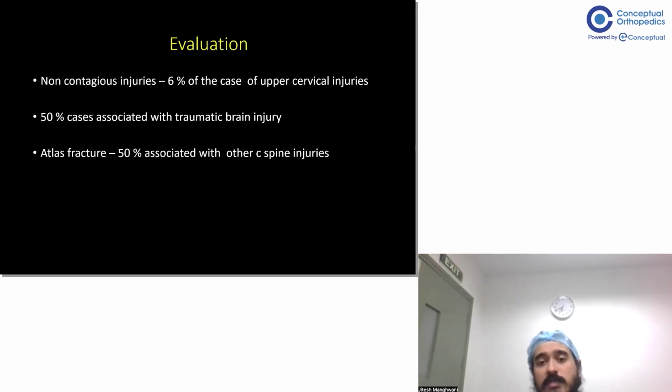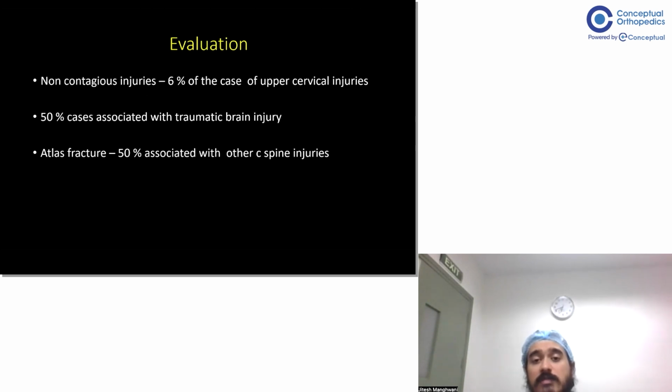Non-contiguous injuries are seen in 6% of the cases of upper cervical spine injury. So hence it is important that whenever we order the investigations for these patients, we ask for the whole spine screening as well, so that we are able to see and diagnose the non-contiguous injuries before they become problematic or before they start to become symptomatic. And also we have to understand whether these non-contiguous injuries are stable or not.